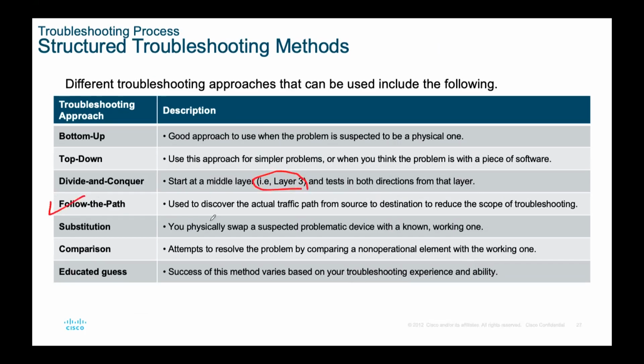Substitution: you physically swap a suspected problematic device with a known working one. Comparison: attempt to resolve the problem by comparing a non-operational element with a working one. Educated guesses: the success of this method varies based on your troubleshooting experience and facilities.